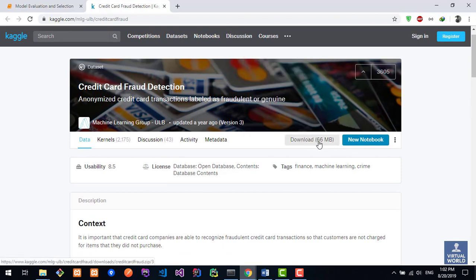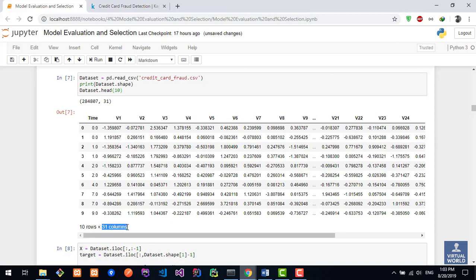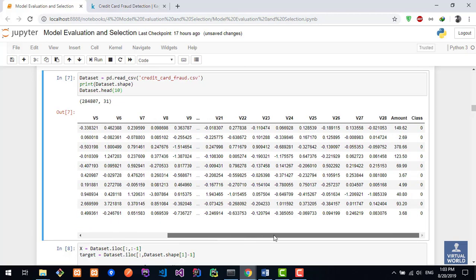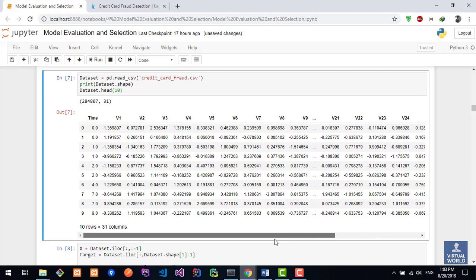Okay, so I have already downloaded the dataset. Now let's explore it. We can see that there are 31 columns. The last column is our target, which indicates whether there was a fraud or not, where 1 indicates fraud and 0 indicates not fraud. And the other 30 columns are our features. We also have 284,807 instances, so it's not a small dataset.